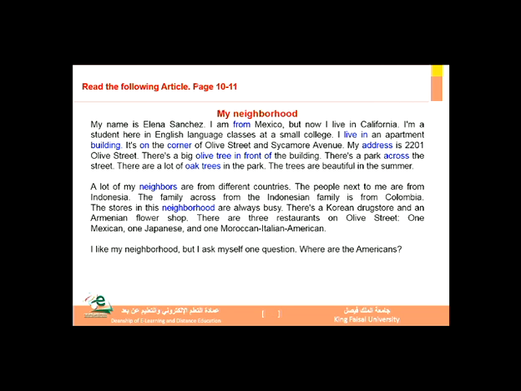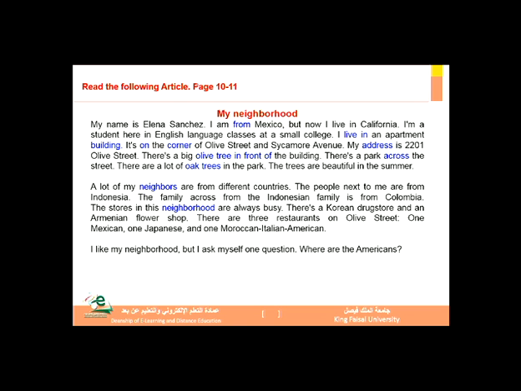I'm going to read the passage very quickly, but it is already there in the book. My name is Elena Sanchez. I am from Mexico, but now I live in California. I am a student here in English language classes at a small college. I live in an apartment building. It is on the corner of Olive Street and Sycamore Avenue. My address is 2201 Olive Street.